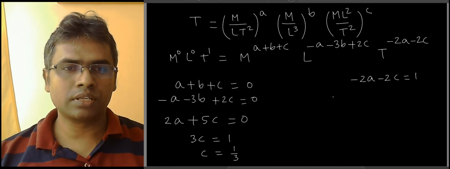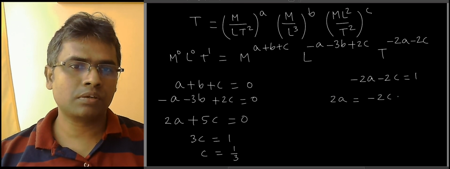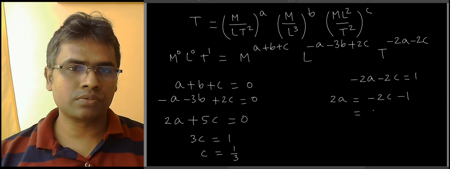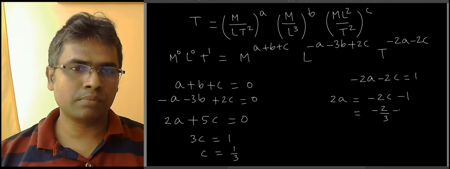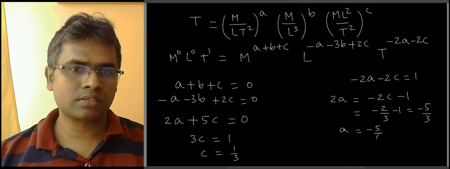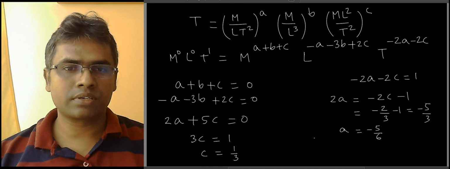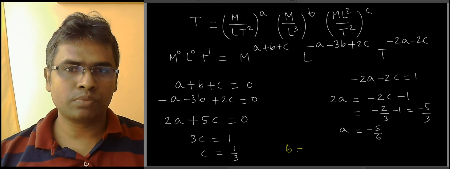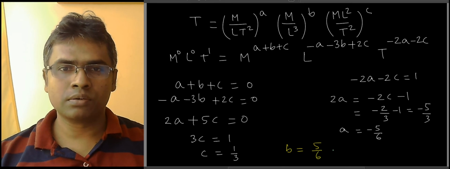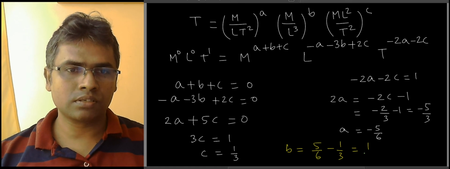And then if I substitute in the third equation, I have 2A as minus 2C minus 1. So we put the values here, so this is minus 2 by 3 minus 1, so that is minus 5 by 3. So A comes out to be minus 5 by 6. Now all we have to do is take these values and substitute in the first equation, and then we will get the value of B. So B is minus A, so that's 5 by 6, and then minus C, so this is 1 by 3.